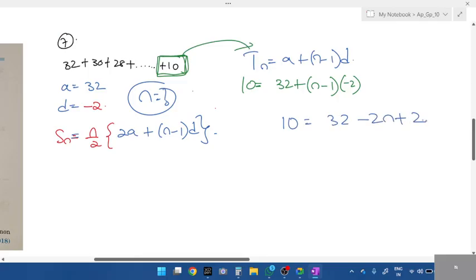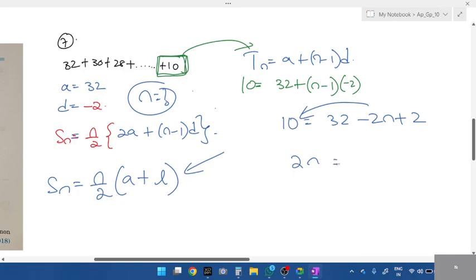Minus 2n plus 2. In some methods, if you're finding Tn value, use the second one. Use the second formula directly. And shift this: 32 plus 2 plus 10 will go to the other side and become minus 10.